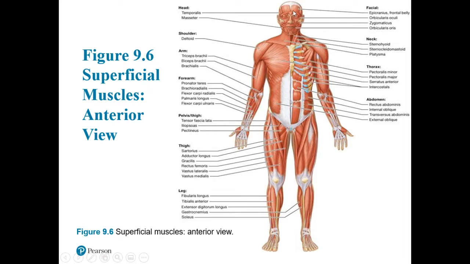Moving to the epicranius frontal belly, but also the epicranius occipital belly. We have two: one in the forehead, the other in the back, in the occipital region. As you move your eyebrows up, go ahead and move your eyebrows up real quick. You can evidently feel your epicranius frontal, otherwise known as the frontalis muscle. You can feel it contracting, obviously.